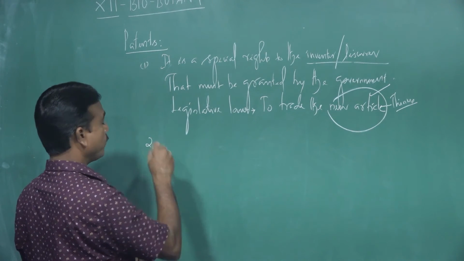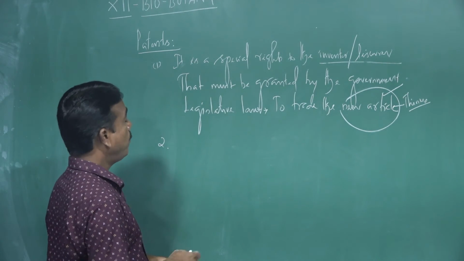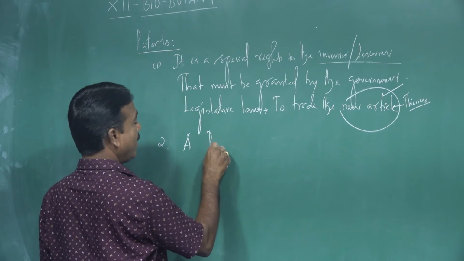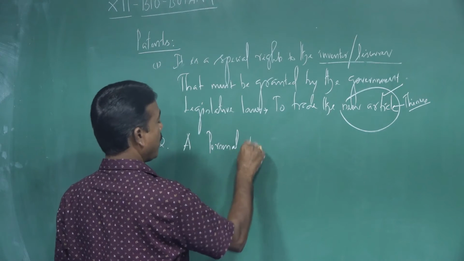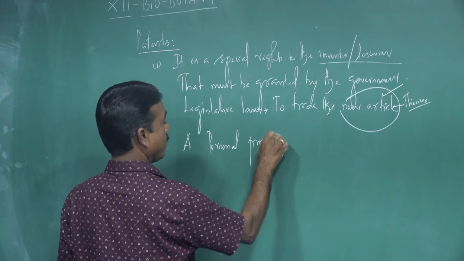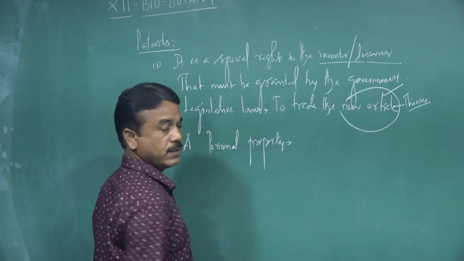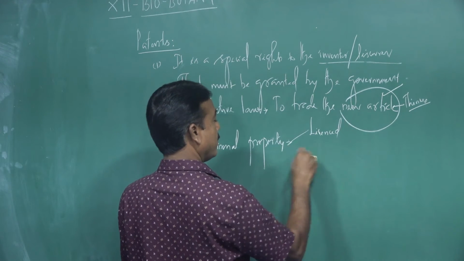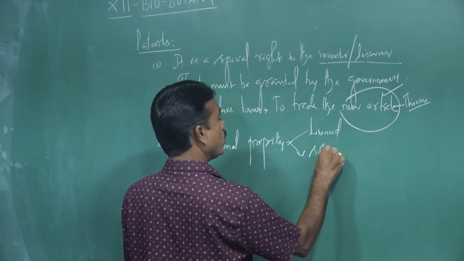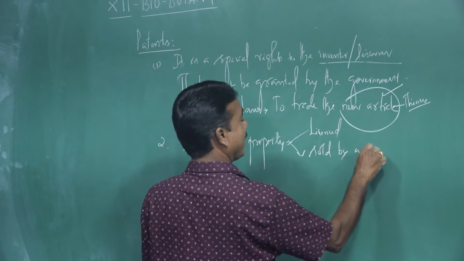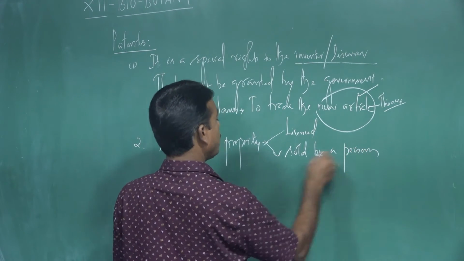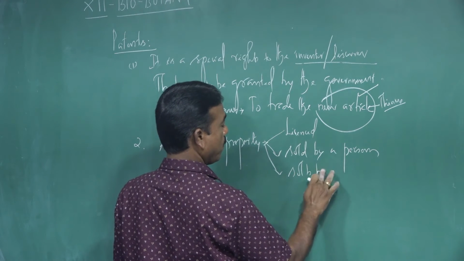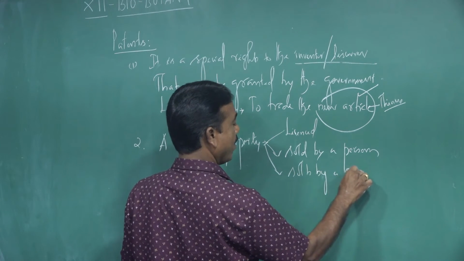Second thing, a patent is nothing but a personal property which can be licensed. It can be sold by a person, or it can be sold by an organization.